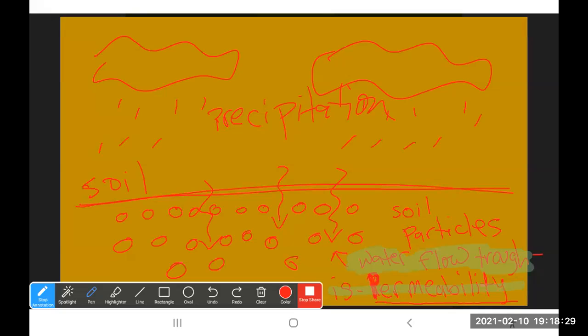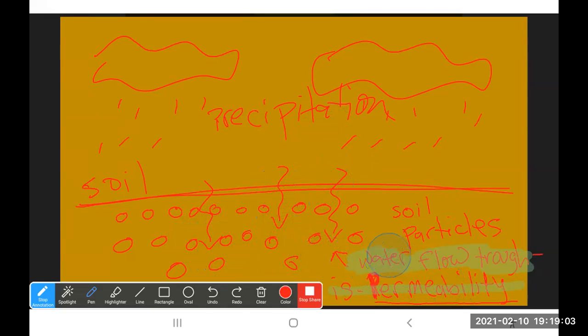So here's a diagram again. There's precipitation coming from the clouds. It enters the earth soil, and these little circles represent the small soil particles, otherwise known as sediment. You're familiar with that word. So water is flowing through or in between these spaces of the soil particles down, and the ability of this water to flow down, we call that permeability.